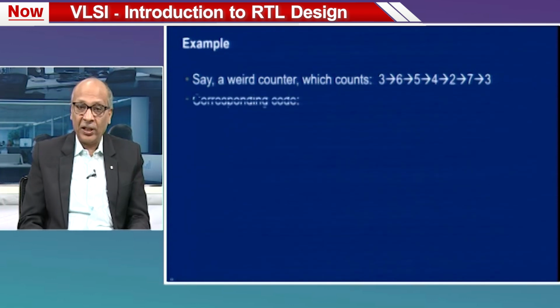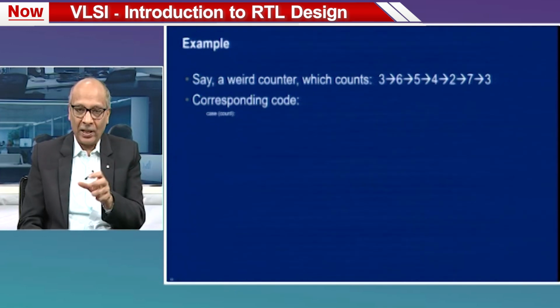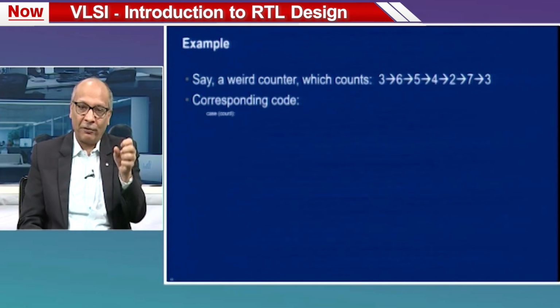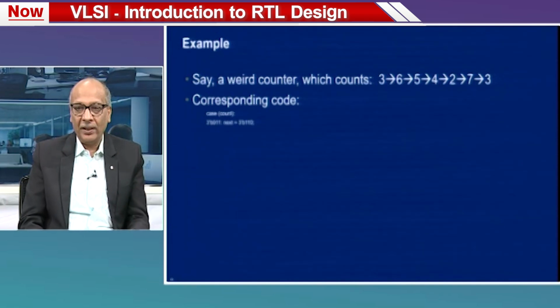But if I am writing in HDL, the corresponding code is very simple. It is looking at count and then case of count. Based on the value of count: if 3, change the value to 6. If 6, change the value to 5. If 5, change the value to 4. If 4, change the value to 2. If 2, change the value to 7. If 7, change the value to 2. Okay.